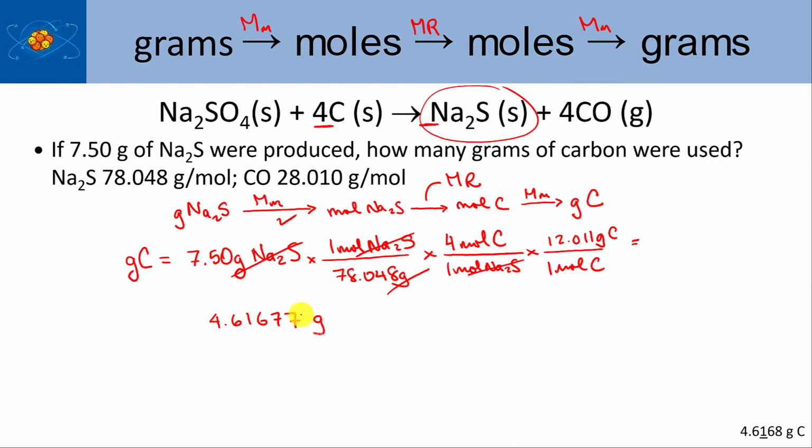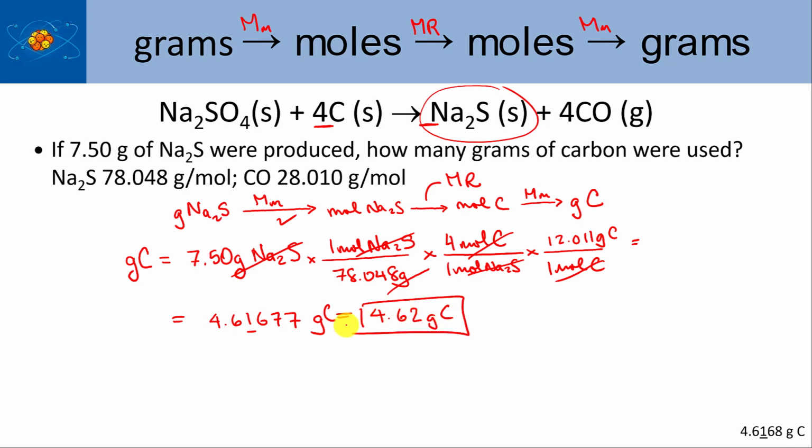Grams. And 3 significant figures. So that's with the grams of carbon. I should do that. And then, oh yeah, I forgot this last cancellation step. And then that's going to be rounded to 3 sig figs. So it's 4.62 grams of carbon.